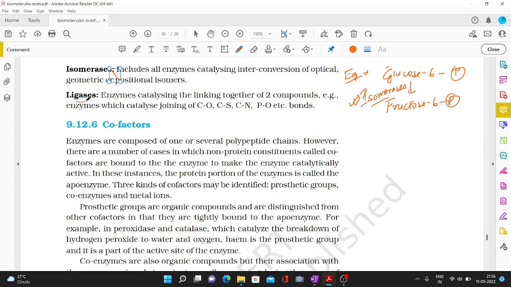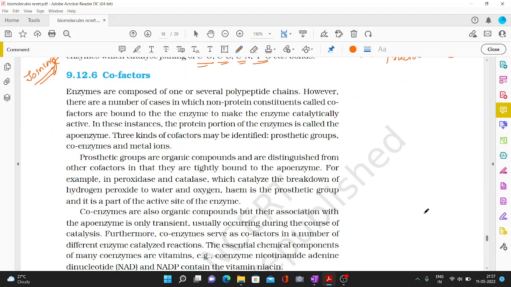Ligases are enzymes used for joining. So basically, ligases are used for building a bond, bonds like carbon-oxygen, carbon-sulfur, carbon-nitrogen, phosphorus-oxygen. In order to build or join all those bonds, you need ligases. Now comes cofactors.